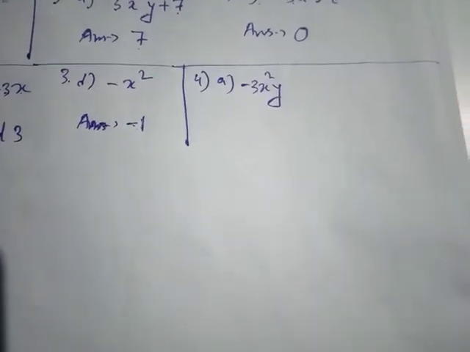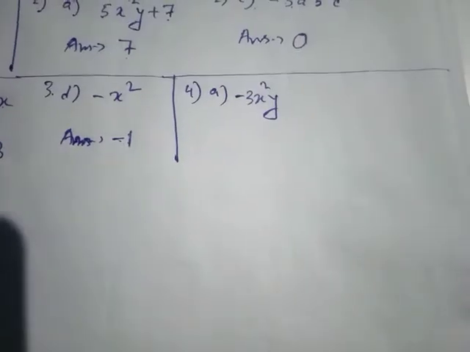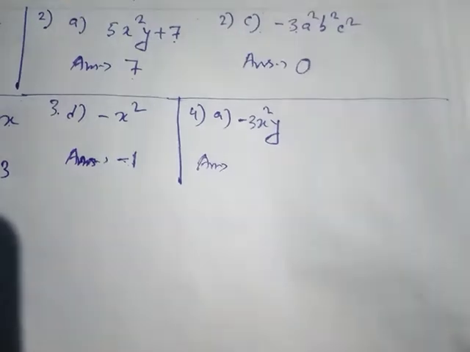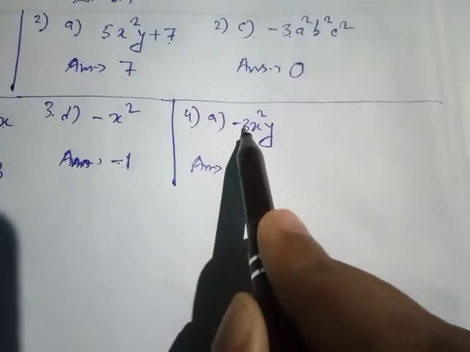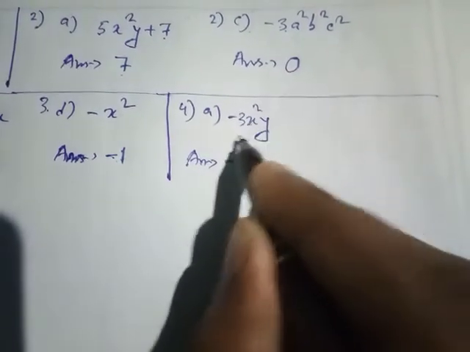Now question number 4. Write the coefficient of x square in the following terms. We want to write the coefficient of x square, not the numerical coefficient. Along with x square there is a minus 3 and y. So this is the coefficient of x square.